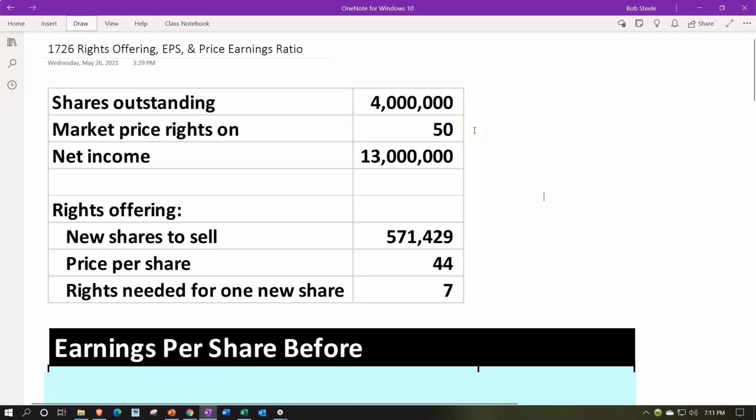Once again, the fact that they're selling these at the discounted price means that, if you think about the accounting equation, the assets are going to go up, but not by an amount equivalent to the market value of the shares. So you would think that the market price, kind of like the equity side of things, in essence, would decrease, possibly due to them issuing the stocks at a lower value. The rights needed for one new share, we're going to say it takes 7 rights along with the $44 to buy the one new share.